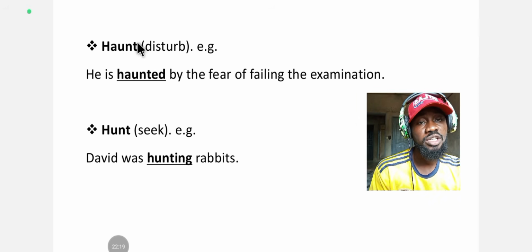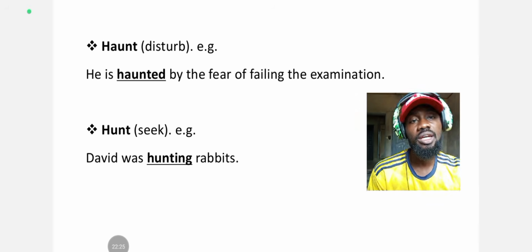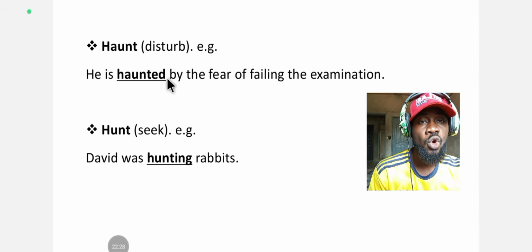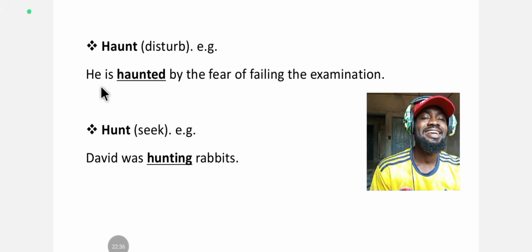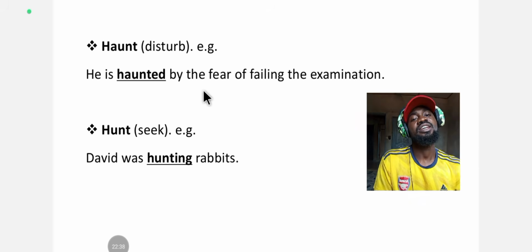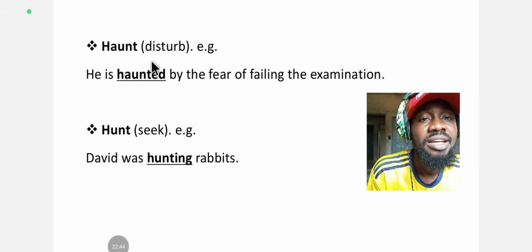The next we have here is haunt. Take note of the spelling. Haunt, it means disturb. He's going to be haunted. He's going to be disturbed. So the example we have here is he is haunted by the fear of failing the exam. He is haunted by the fear of failing JAMB UTME 2026. He is haunted. He is disturbed by the fear of failing. So this form, this spelling, it means disturb.